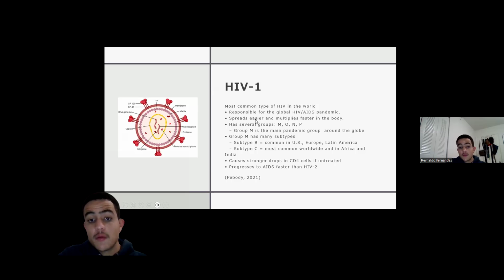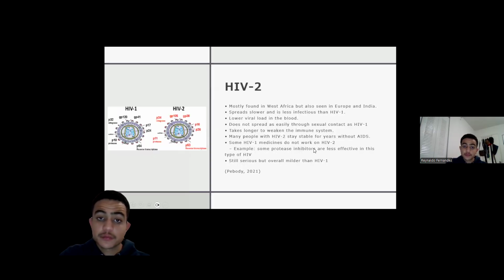HIV-1 causes a stronger drop in CD4 cells if it is left untreated, and progresses to AIDS way, way faster than HIV-2. And then in this picture, as I mentioned before, HIV-1 and HIV-2 are made of different spike proteins attached to the lipids. As you can see here, inside the capsid, HIV-1 is made of P32 integrase, and HIV-2 is P34 integrase. So it's different. The difference in the proteins is what causes the difference in the rate of infection that both strands cause in the human body.